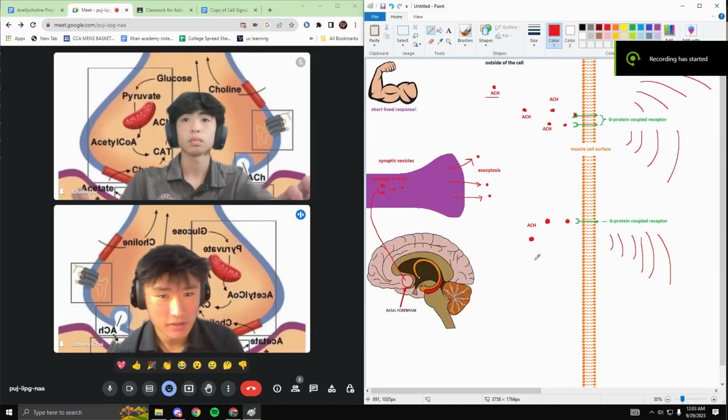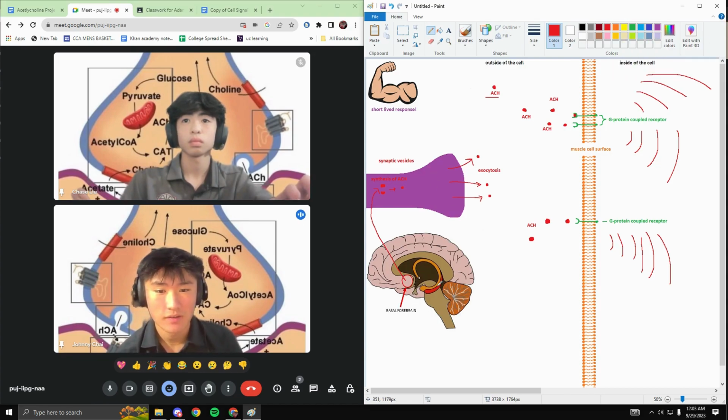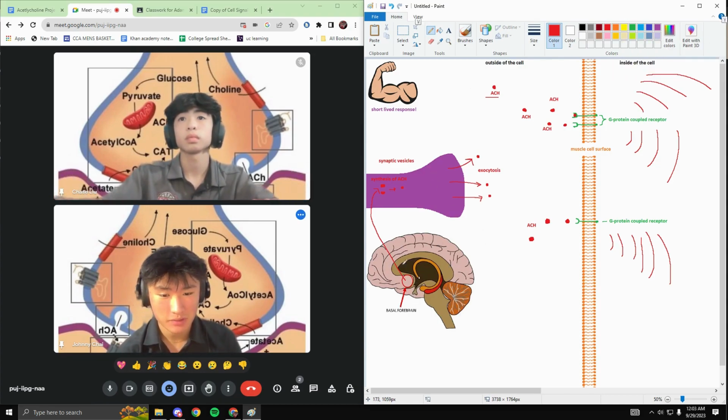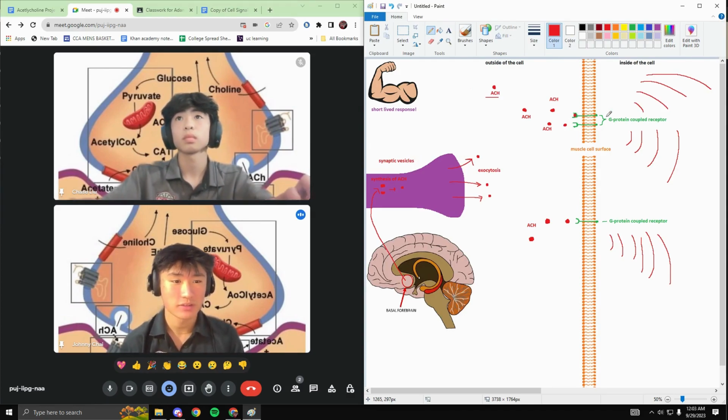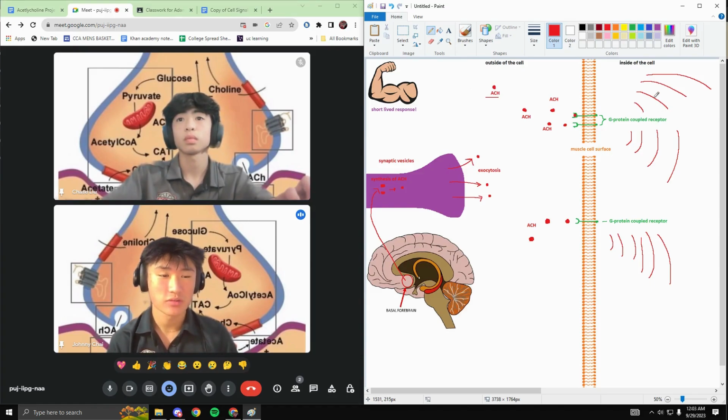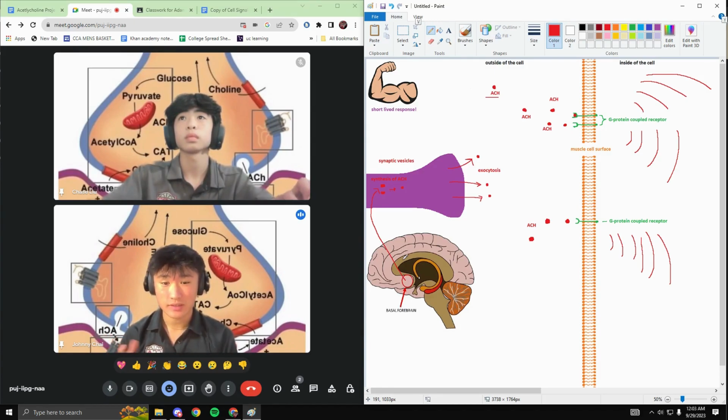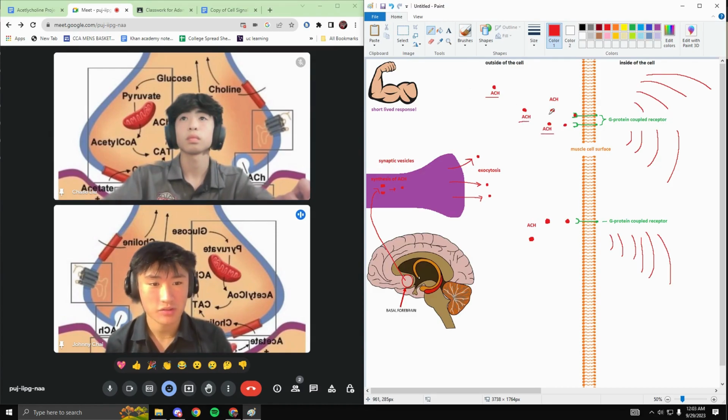Alright, so here's an overview of the whole process of acetylcholine being synthesized in the basal forebrain and then going to synaptic vesicles and then eventually reaching and binding to G protein coupled receptors where the signal is amplified, and then you get your response, which is muscle contraction or anything else. But basically, starting in the basal forebrain, your acetyl-CoA and your choline are synthesized together to create ACH, which is just short for acetylcholine. So labeled right here, ACH, those just represent the signaling molecules of acetylcholine.